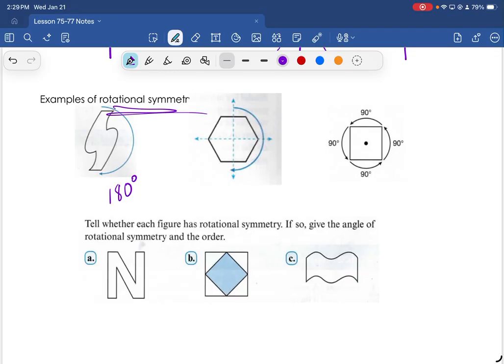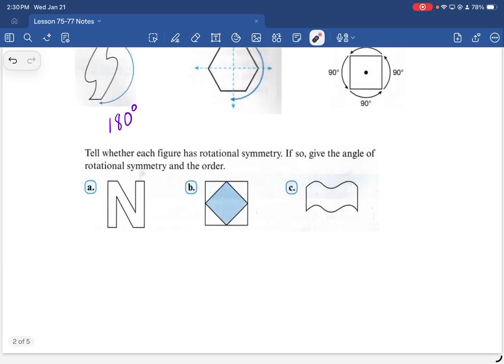And this one, let me see. This one actually looks like you could go from here, if you rotate it, to here, to here. See how it has rotational symmetry? And the square, the 90-degree turns, this one also has rotational symmetry. So basically it has to look the same before making a full turn in order to have rotational symmetry.